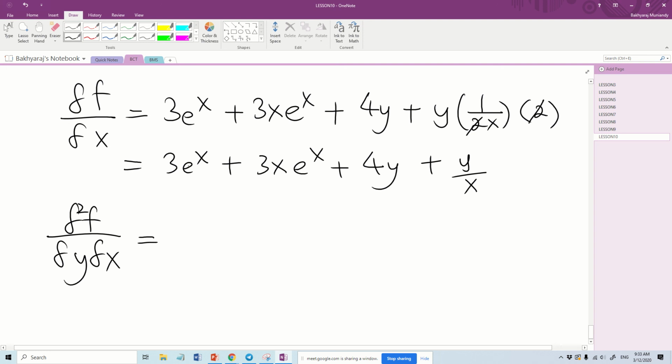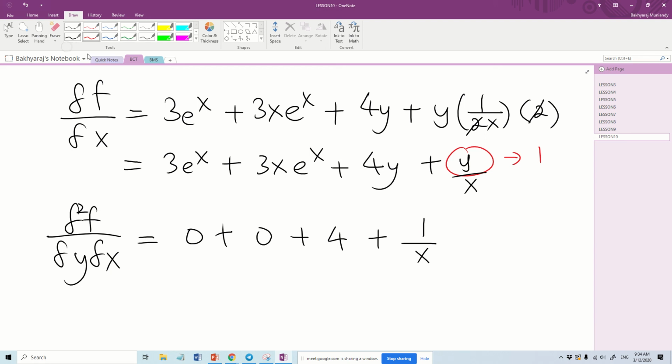So when I differentiate 0 plus 4 plus 1 over x. Why become 1 over x? Sebabnya y ini differentiate dia jadi 1 dah. So that's why you get 1 over x. So the final answer will be 4 plus 1 over x.